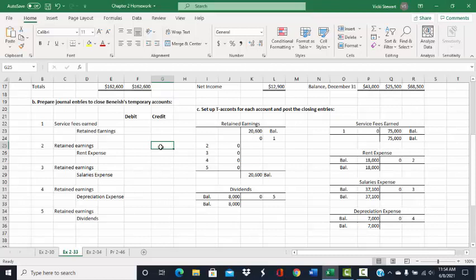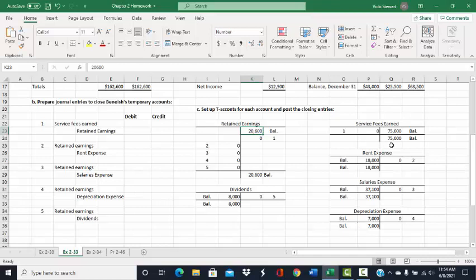So remember, we only close our temporary accounts. So the temporary accounts are our revenues, our expenses, and our dividends. I have already prepared the T accounts with their beginning balances, and I've got the beginning balance for retained earnings. We're going to close each of our accounts, reduce them to zero, and post the amounts directly to retained earnings. So our first temporary account is service fees earned.